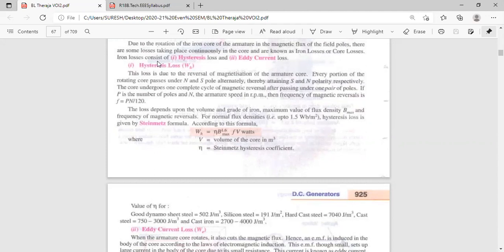So iron loss is classified into two types. One is hysteresis loss, another one is eddy current loss. Hysteresis loss is a power loss, eddy current loss is also a power loss. These two are the power losses in the iron piece. So hysteresis loss and eddy current loss.